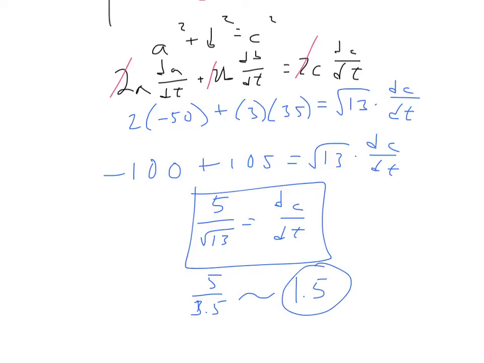My follow-up question then is, are the cars getting further apart or closer together? Maybe pause the video and think about that for a minute. We just found that dC dt was 1.5. The distance between the two of them was changing at a rate of 1.5. Well, that's a positive rate, which means the distance between the cars is getting longer. The cars are getting further away from one another at this instant. In another place, they might be getting closer together, but here they're getting further apart.